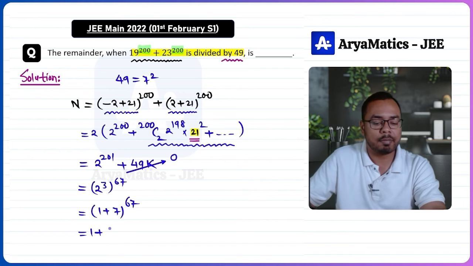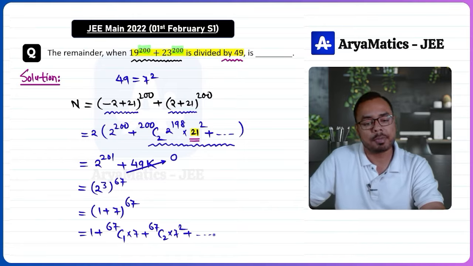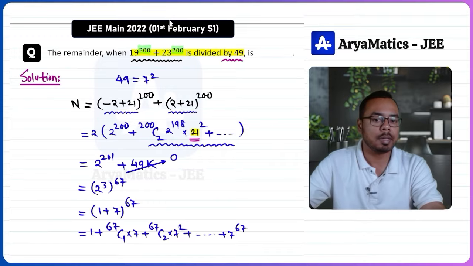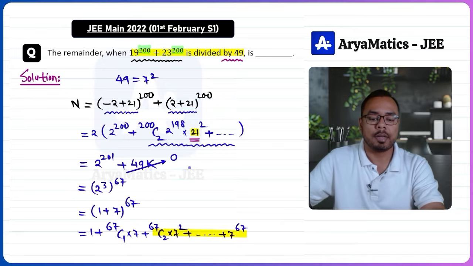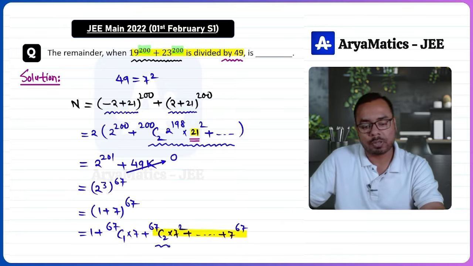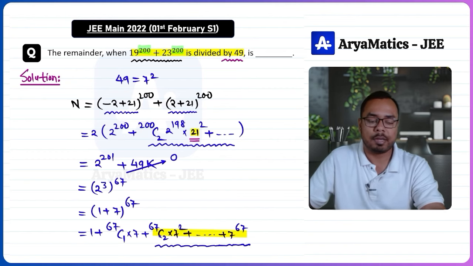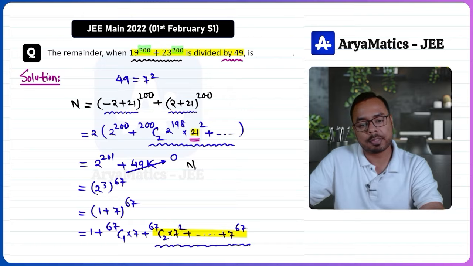Expand it using binomial and we have 1 plus 67 C1 into 7. The next term will be 67 C2 into 7 square. After that, all the other subsequent terms and the last term will be 7 raised to 67. So except for the first two terms, all the other terms are multiples of 7 square and hence multiples of 49. Right, 7 square, the next one will be 7 cube and so on. So all of these numbers are multiples of 49, right? So if I divide this one by 49, the remainder will be 0. So basically we are left with this number.